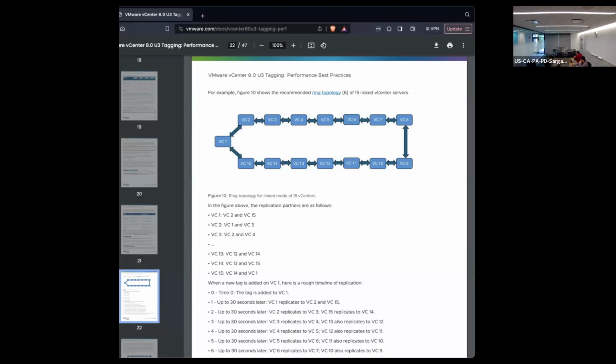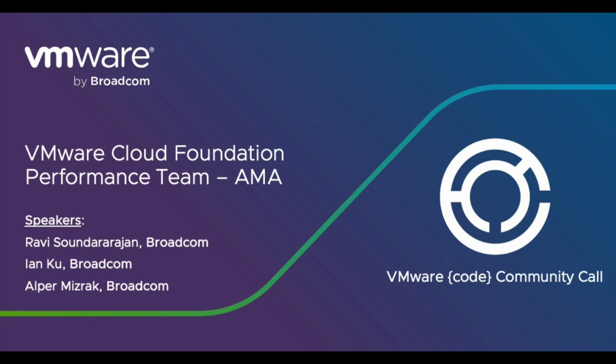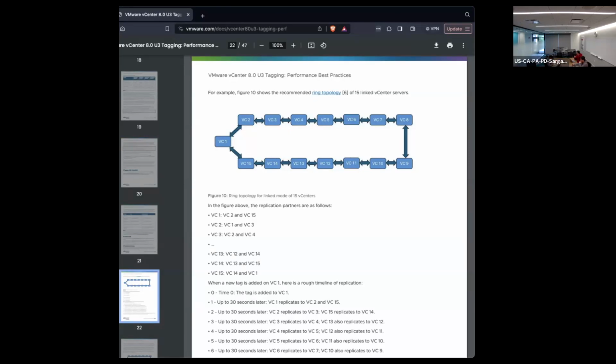Having said that, we focus on two questions in this paper. How long does it take to replicate tags and categories across all linked VCs? And what is the performance of tag and category operations when carried out against a standalone VC compared to a linked VC?